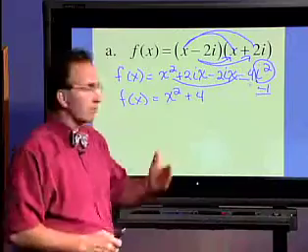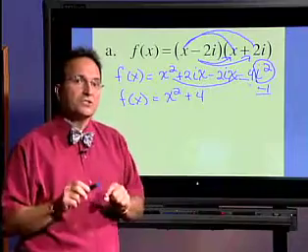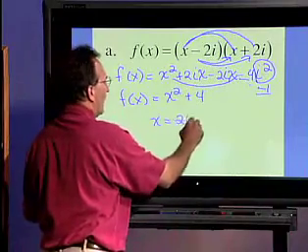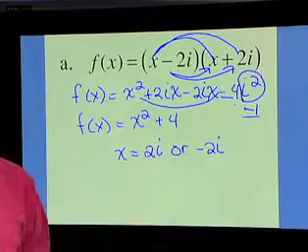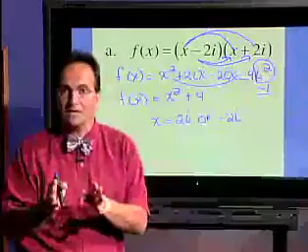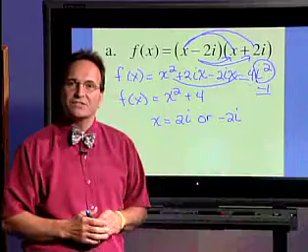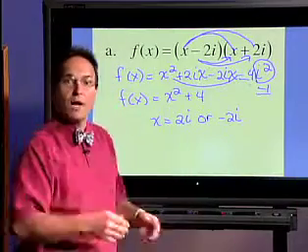We can see from the original problem that the solutions to the equation are x equals 2i or negative 2i. Now, since they are complex numbers, that is, they're not real numbers, there are no x-intercepts for this particular equation. Well, let's go on to part B.